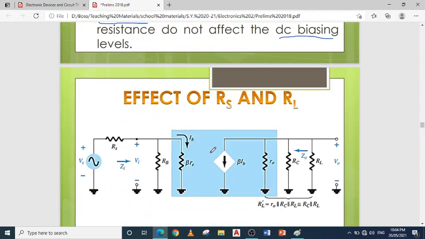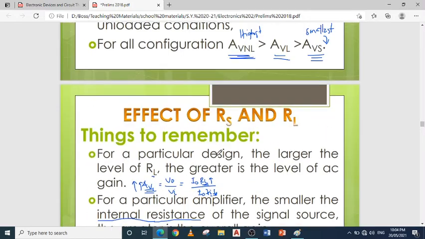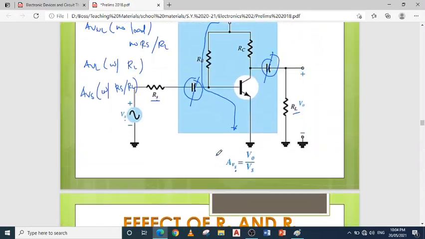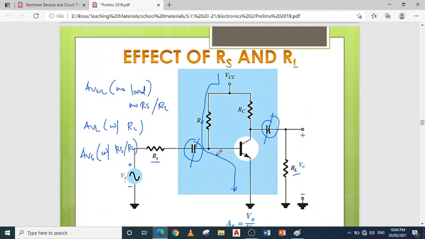So, this is the complete circuit, right? This is our complete circuit with the presence of RS and RL. Now, if you still remember, when we draw this, we draw the AC equivalent circuit of this.